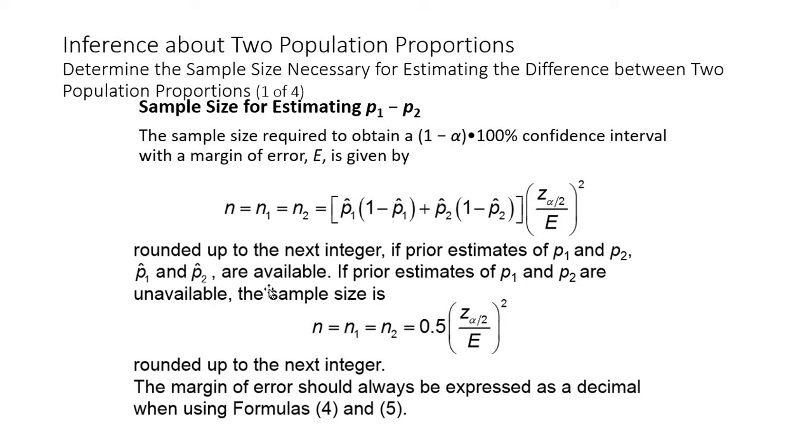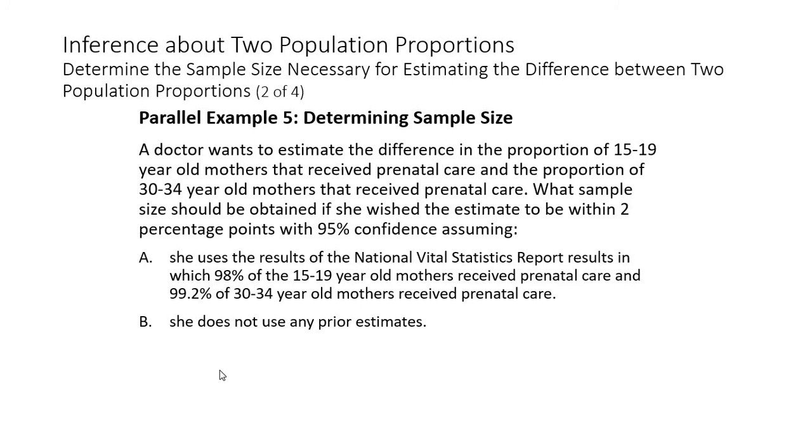If you are not given P1 hat and P2 hat, then you're going to estimate that each one of them is 50%, and you're going to use 50% in the computation. You're going to round the answer up always. So if you have 365.05, you're still going to round it to 366 in this case. So you're always going to round up your numbers, no matter what fraction you have as a decimal number. Let's determine the sample size for this example.